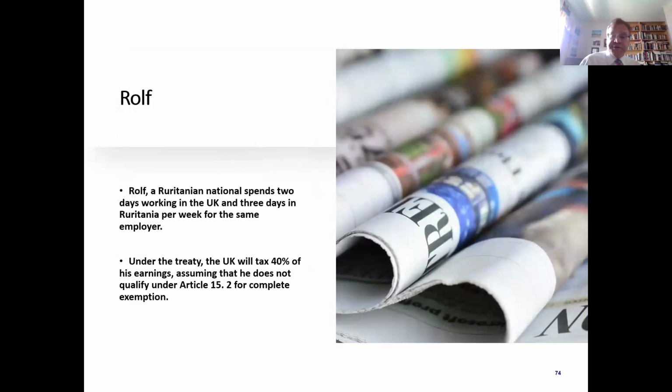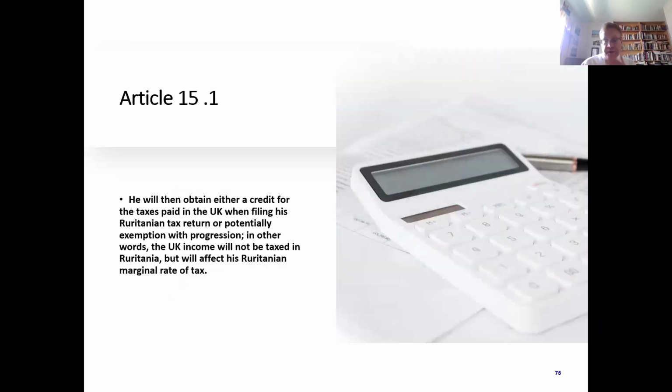Let's look at an attribution here. So Rolf, a Ruritanian national, spends 2 days working in the UK and 3 days in Ruritania per week for the same employer. Under the treaty, the UK will tax 40% of his earnings, assuming he does not qualify under Article 15(2) for a complete exemption, which he probably would not. On the basis of 2 days a week, he's going to be there too long in the UK to qualify for the exemption.